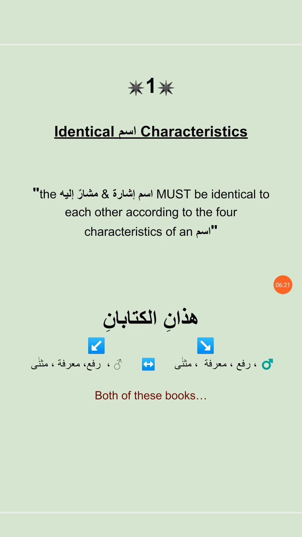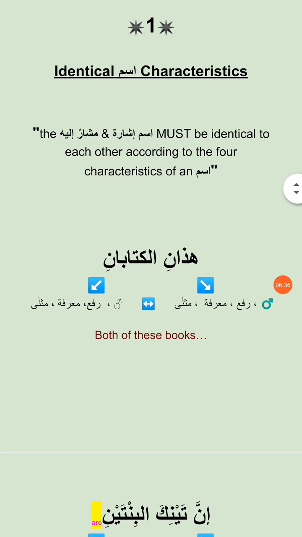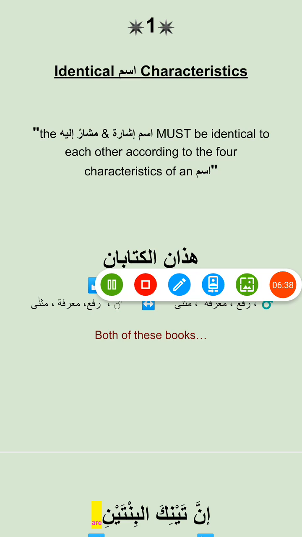What is the musharun ilayh? Usually they're inseparable, so it doesn't really make any difference. You're just going to know what it is. You just have to be careful when you are making these fragments. So that's what you need to be careful about. Let's study a couple of examples.